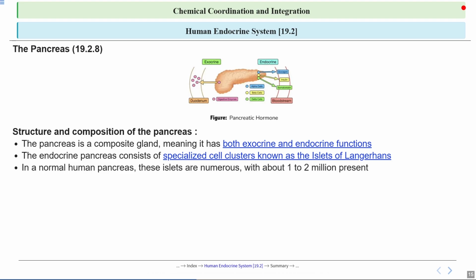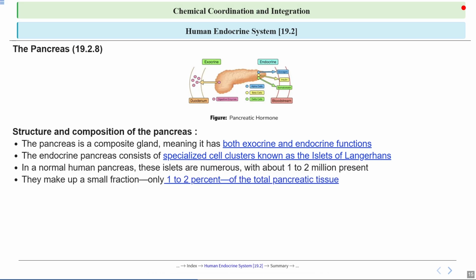In a normal human, there are many small clusters called islets of Langerhans, and about 1 to 2 million of these islets are present. These islets play a key role in regulating blood sugar levels by producing hormones like insulin and glucagon, which help control how the body uses and stores energy. They make up only a small fraction, 1 to 2% of total pancreatic tissue.